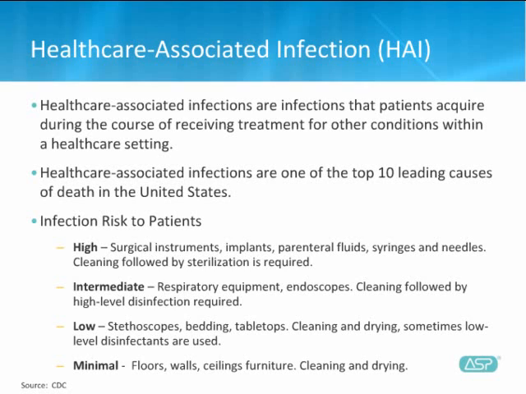There are many efforts underway to reduce HAIs in the hospital setting. When we think about infection risk to patients, we think about 4 levels of risks, from high, which includes equipment such as surgical instruments that require cleaning followed by sterilization at a minimum, to a minimal, which includes floors, walls, ceilings that require regular cleaning and drying. Let's talk about the differences between high-level disinfection and terminal sterilization.